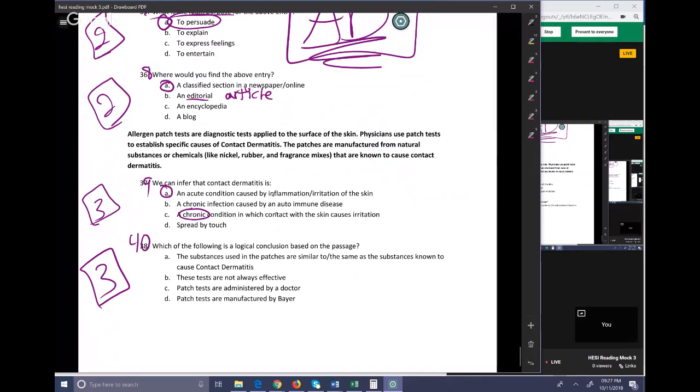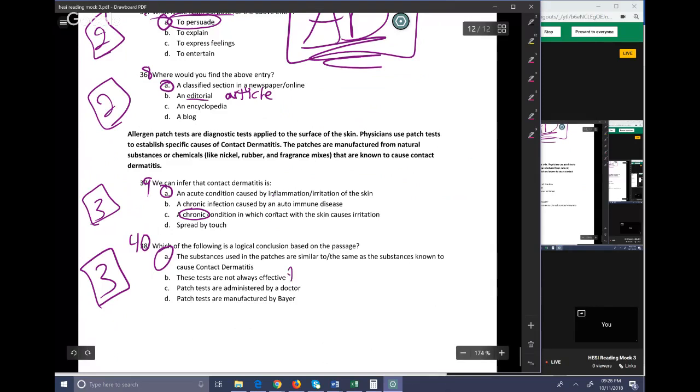The substances used in the patches are similar to or the same as substances known to cause contact dermatitis. That is the inference you're supposed to get. They didn't say that. They said these patch tests have this, this, this, and that in them. This and that are known to cause contact dermatitis. So you're able to infer that these patches are supposed to intentionally create this reaction by mimicking what's in the substances that would naturally cause the reaction.